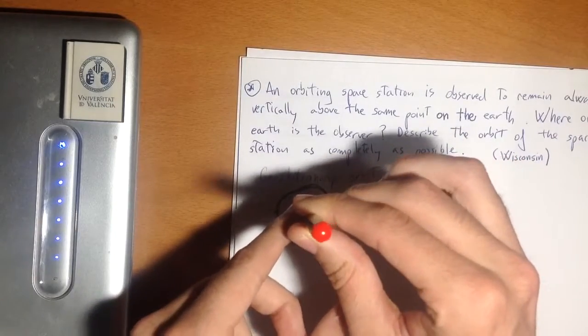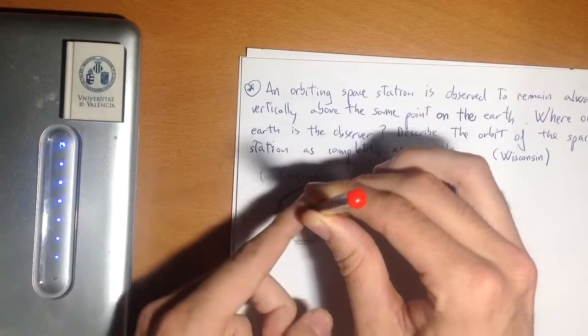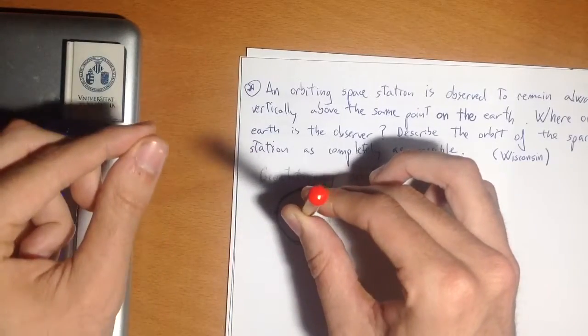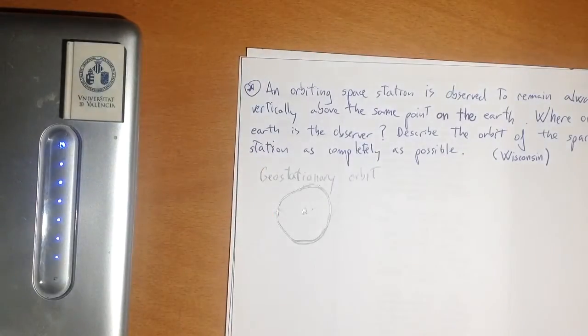So that can only happen if we are on the equator, because think about it. I think you got it. We are here, we have the object here, and we are rotating at the same pace that the object does.